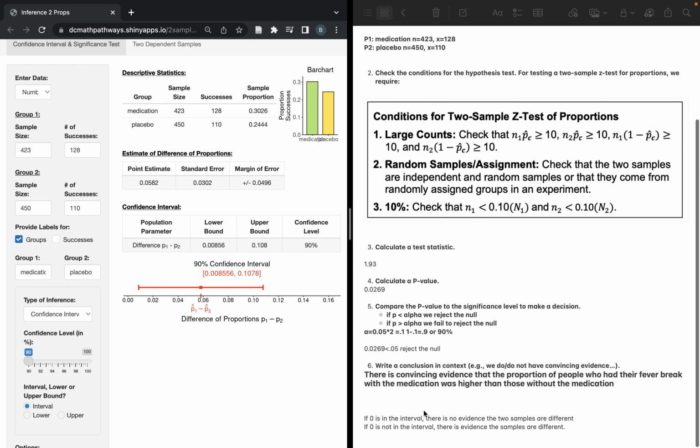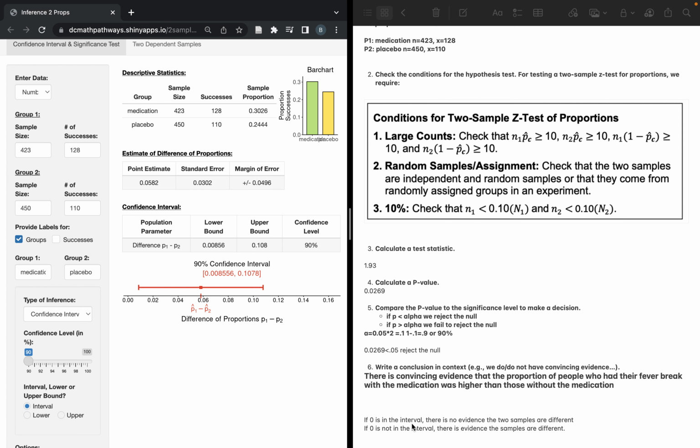So that is how you make your decision. This decision will always match your decision from your hypothesis test. So if your hypothesis test says you reject the null, the confidence interval will also say reject the null, 0 is not in the interval. So that is how you make confidence intervals for two sample proportions and how you make your conclusion with these confidence intervals.